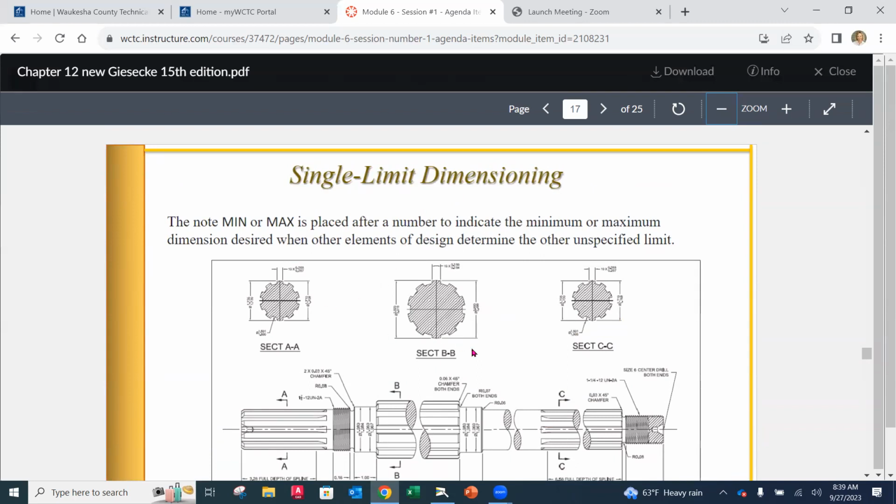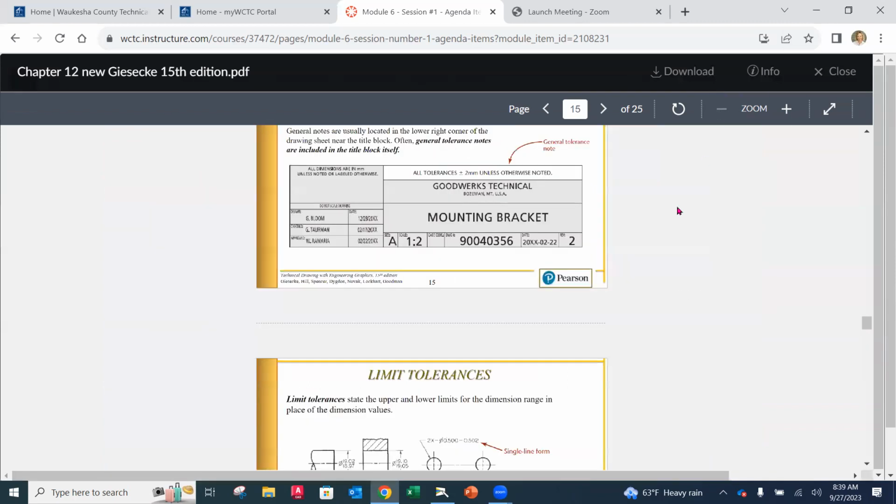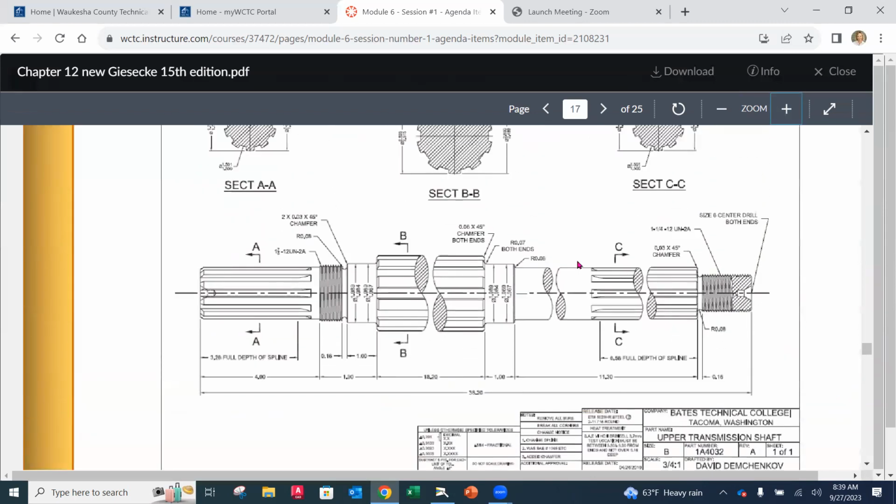Single limit dimensioning. Yeah, I think I have to zoom in here. This got really, whoopsie, other way. This got really small.